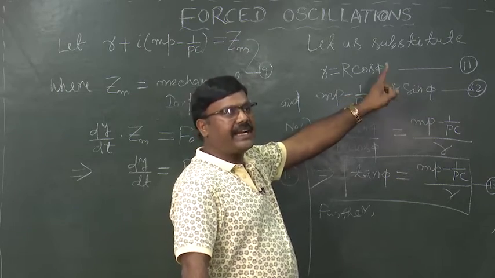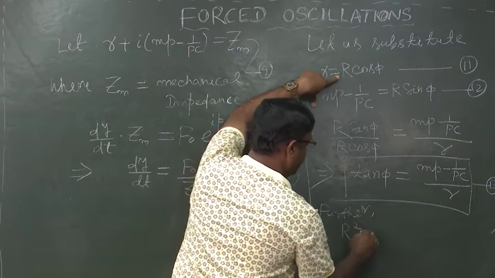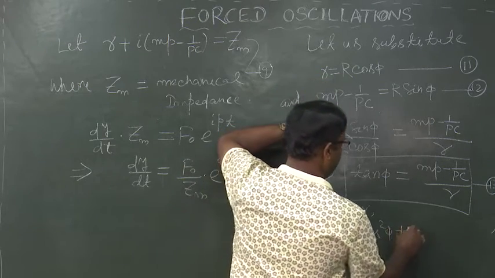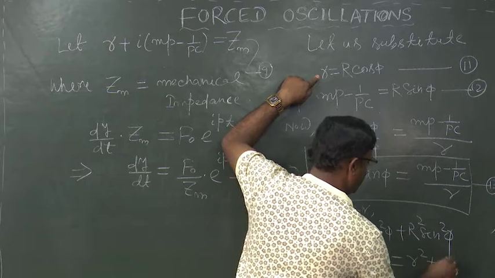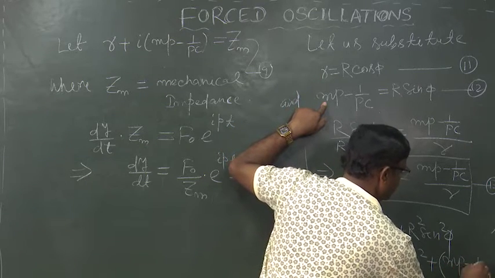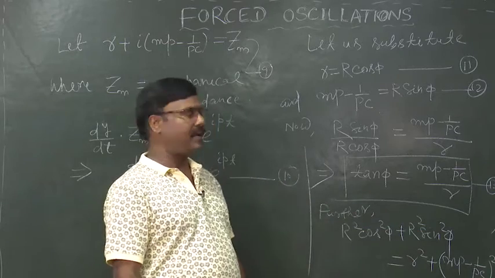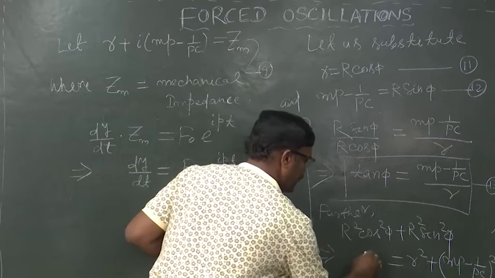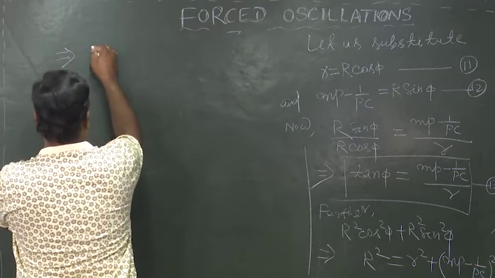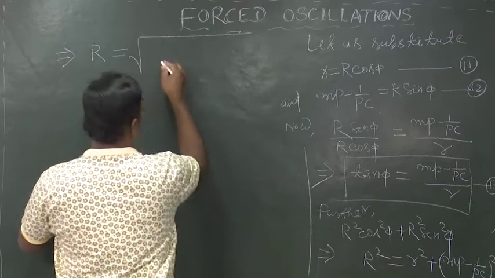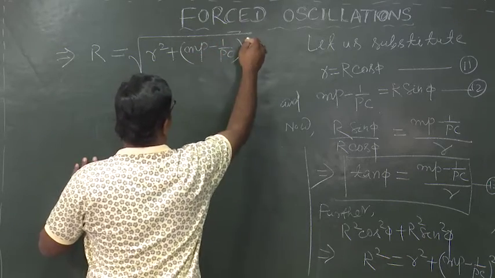squaring both these equations and adding, we get r square cos square phi plus r square sin square phi is equal to small r square plus whole square of (mp minus 1 by pc). But r square cos square phi plus r square sin square phi will yield r square, implies r square will be equal to this much, implies r is equal to square root of r square plus (mp minus 1 by pc) whole square.